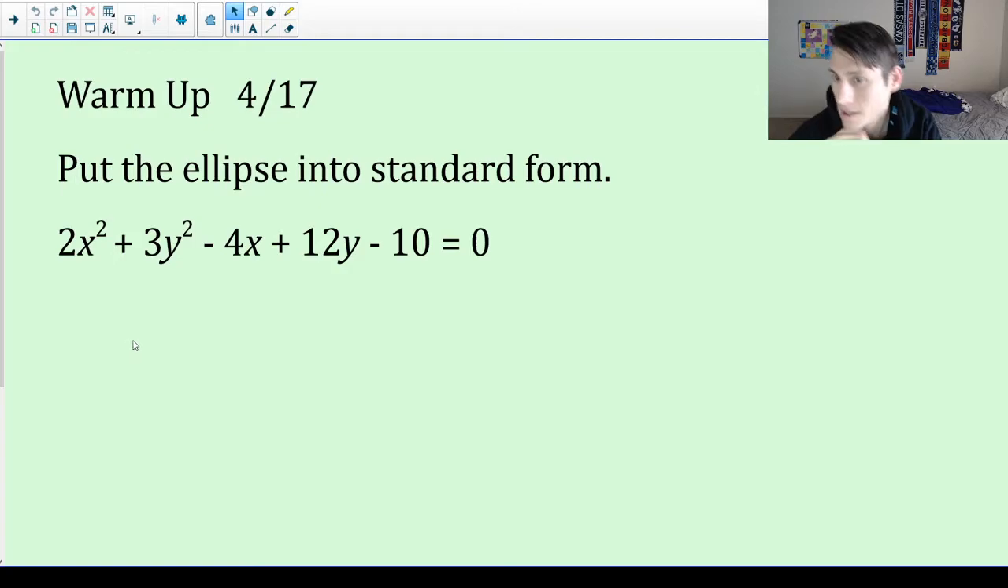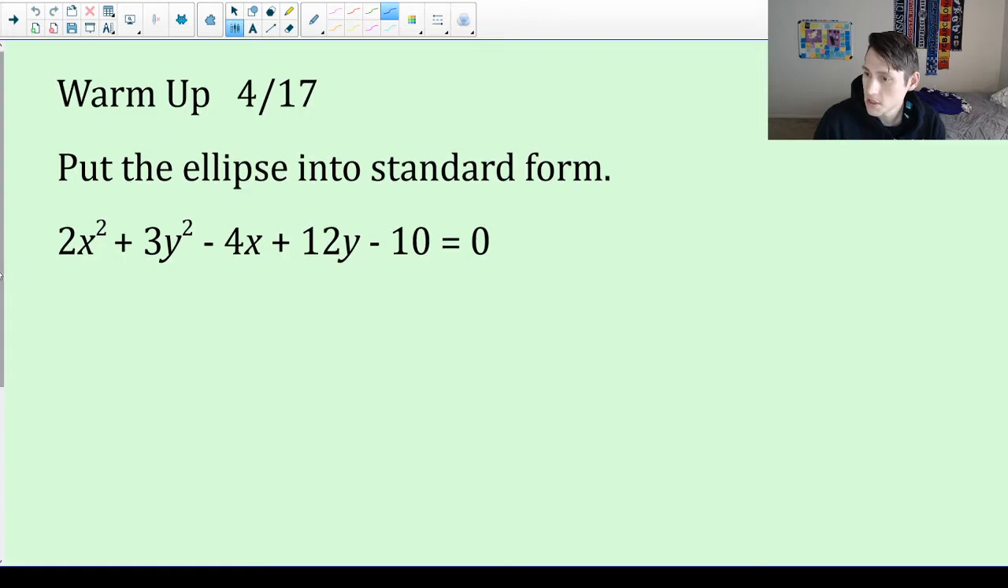So, let's go ahead and talk about the rest of our conic sections today, which is parabolas and hyperbolas. But first, just a quick warm-up here to remind us what we talked about.